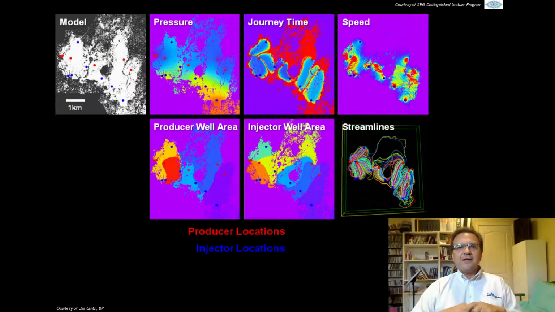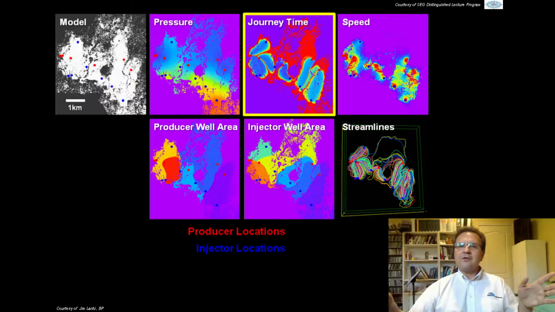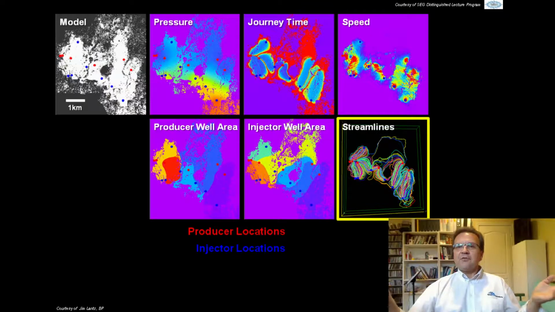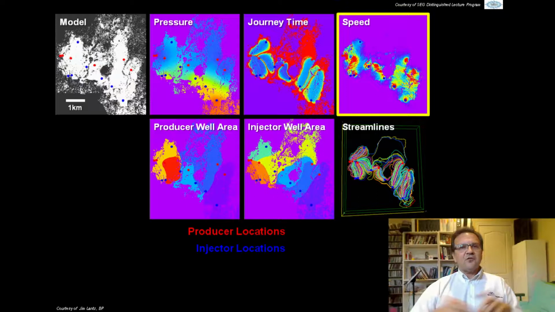In addition to capturing dynamic views of drainage fronts and flood fronts, such simulation experiments can provide glimpses into potential pressure solutions, journey times, flood and drainage areas, streamlines, and bottlenecks via speed volumes. You would expect the speed to be high at the well penetrations. High speed zones away from wells indicate potential bottlenecks to flow.